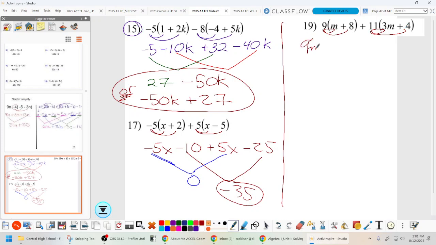So we get 9m plus 72. Give it a second. Guys, sometimes this thing is old. Takes a second to work. Are you seeing patterns, distribute and combine? Like we could basically summarize all these that same way. Alright, let's see if it's ready. Yeah, it's still kind of in trouble.